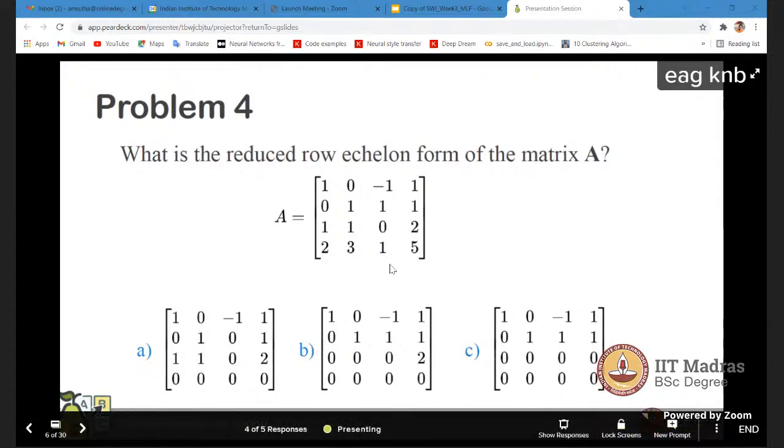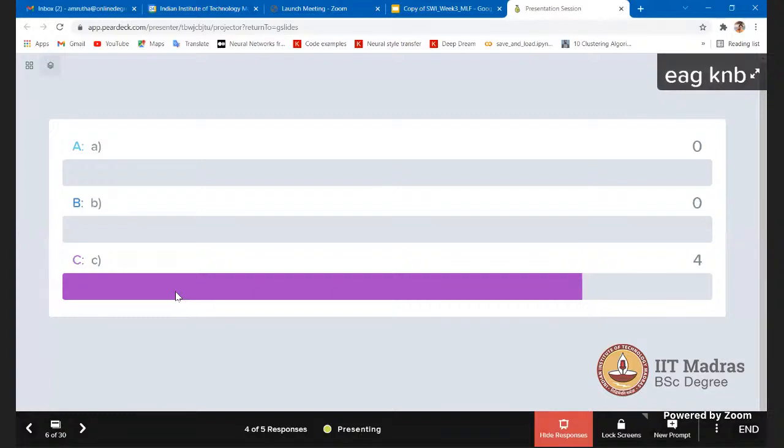I think this is a simple problem, so we shall look at your responses. So all of you have given the correct response. It is C. Yes, it is C. So I think we can do a simple workout and finish it quickly.